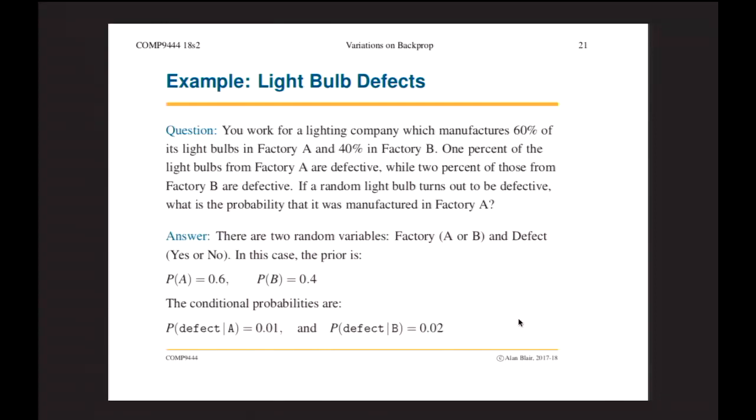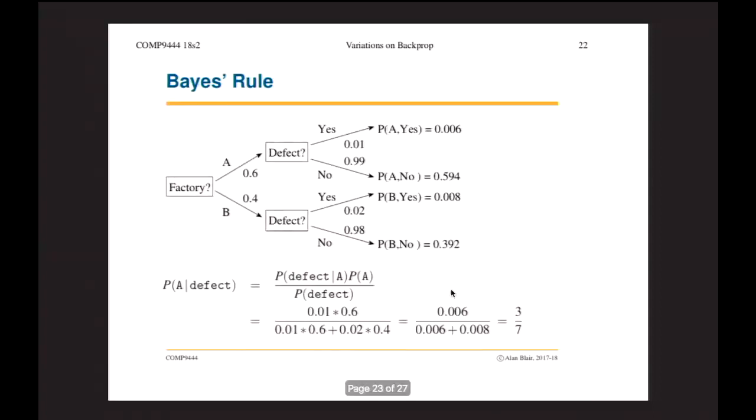1% of the light bulbs from factory A are defective, but 2% of the light bulbs from factory B are defective. And then you ask, if you just pick a light bulb at random and it turns out to be defective, what's the likelihood that it came from factory A? So again, these priors: if it comes from factory A, the probability of it being defective is 0.01, and if it comes from factory B, the probability is 0.02. So again, we have exactly the same kind of picture, and the probability turns out to be 3/7.